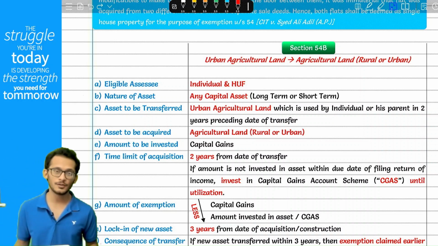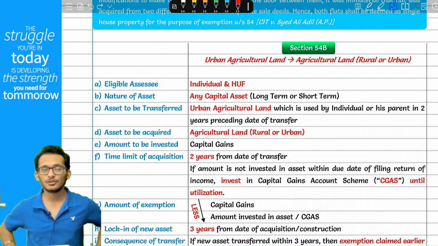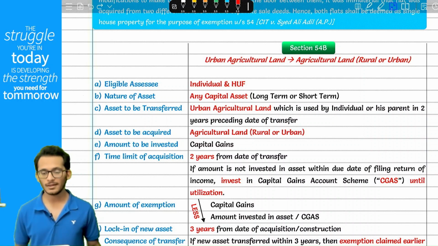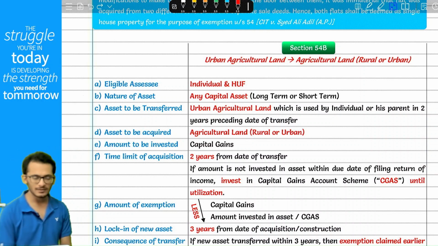54B exemption comes into picture. The requirement is that the transferred asset should be an urban agricultural land. The acquired asset should be either an urban agricultural land or rural agricultural land. Periods will almost remain the same. It is 2 years from the date of transfer. The amount to be invested is the capital gains.